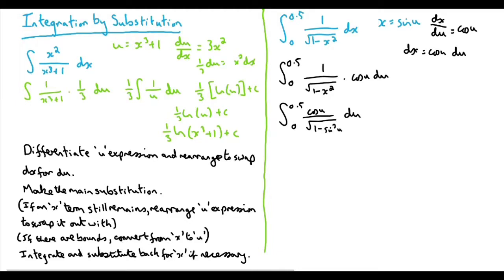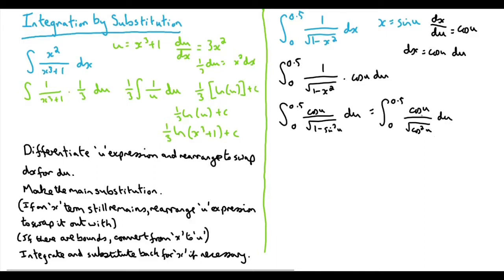Now, if we think to our trigonometric identities, we can simplify what's underneath the square root. 1 minus sine squared is the same as cos squared, because sine squared plus cos squared equals 1. So this is going to be the same, once again with these bounds, of cos u over the square root of cos squared u du.